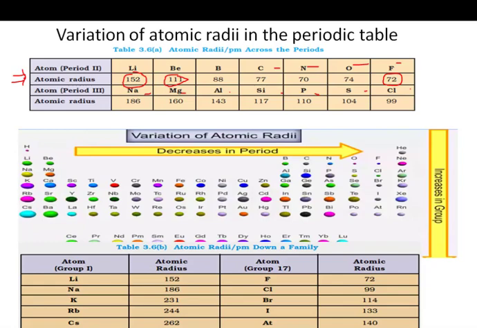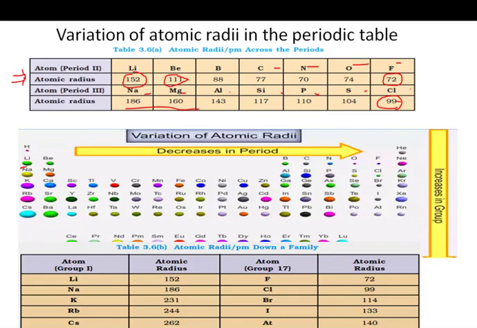In the same manner, if we analyze the third period, again the trend is the same. From sodium, which has 186 picometer, it continuously goes on decreasing, and chlorine has 99 picometer. So atomic radius goes on decreasing across the period. Now the question arises: why is there a decrease in atomic radii? In order to explain this, just analyze this size of the elements that are mentioned.